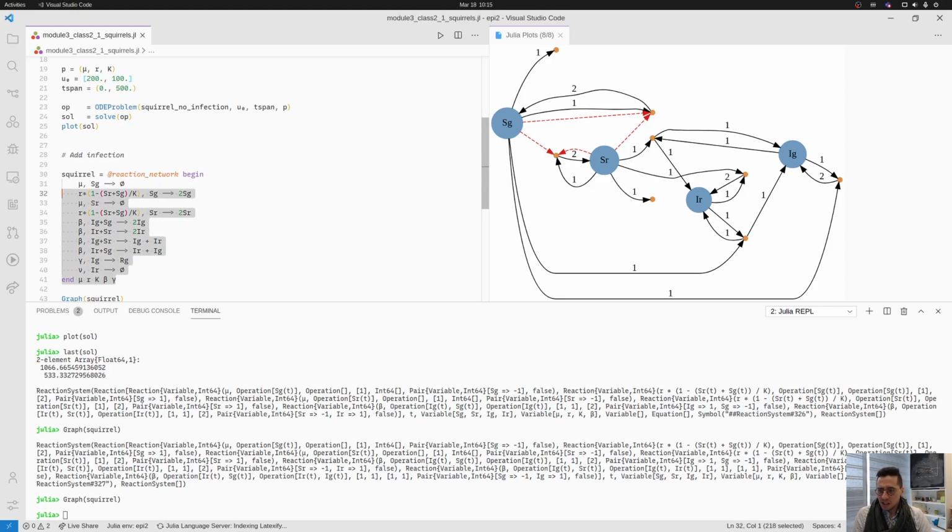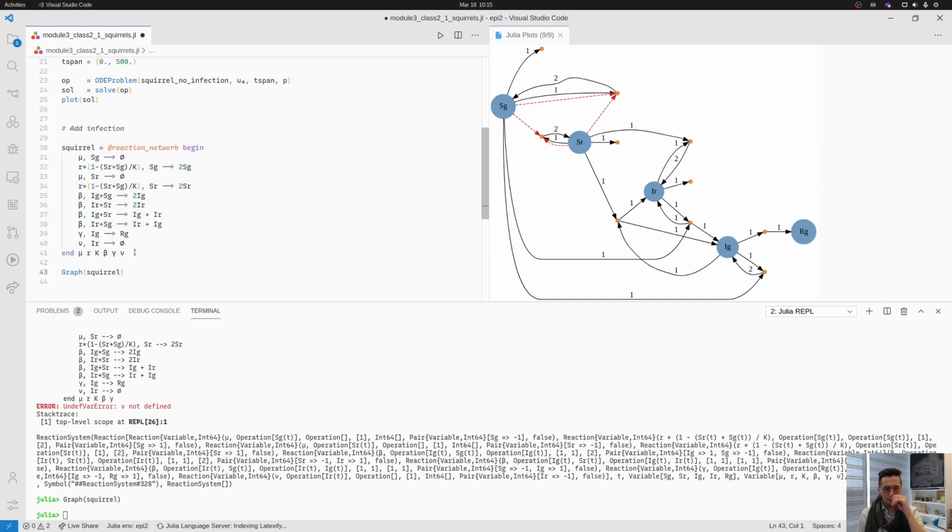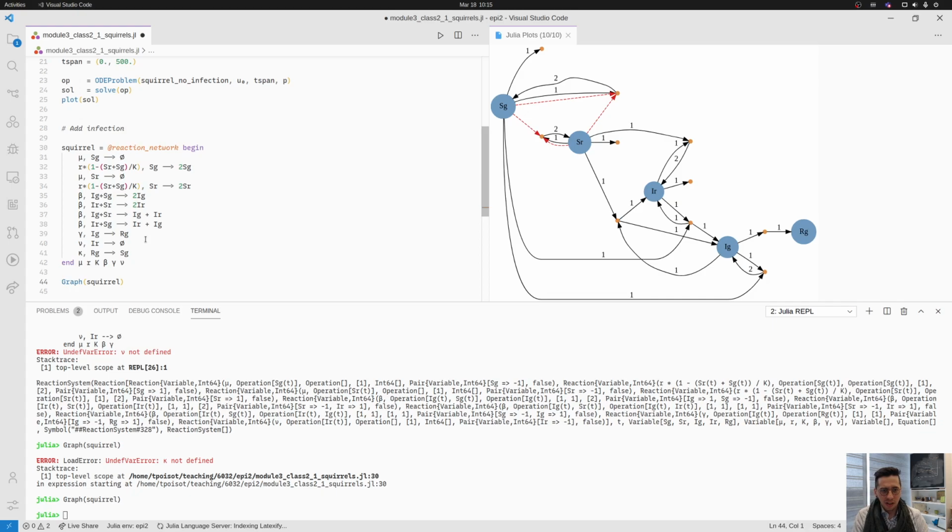So let's run that again. And we're still missing a couple things. We're still missing the most interesting things, actually. So the model is getting more and more complex, but what we see is that the infectious red squirrels are now dying, and the gray squirrels are now recovering. Let's assume that they also lose their immunity over time. We need to add kappa as a variable.